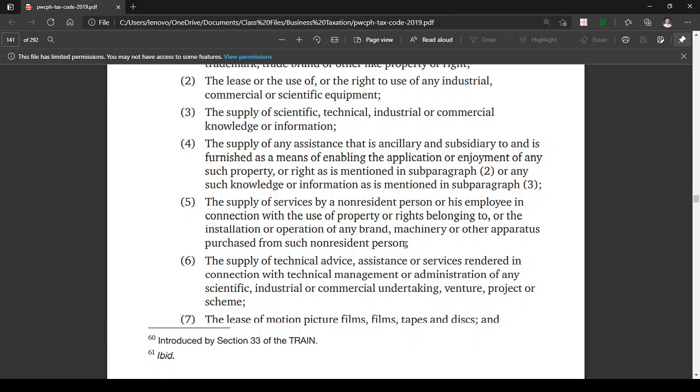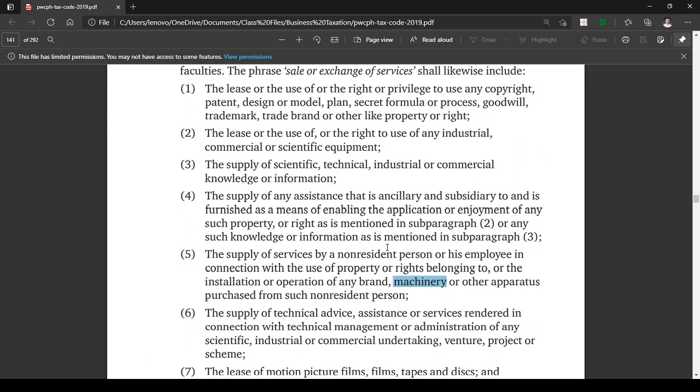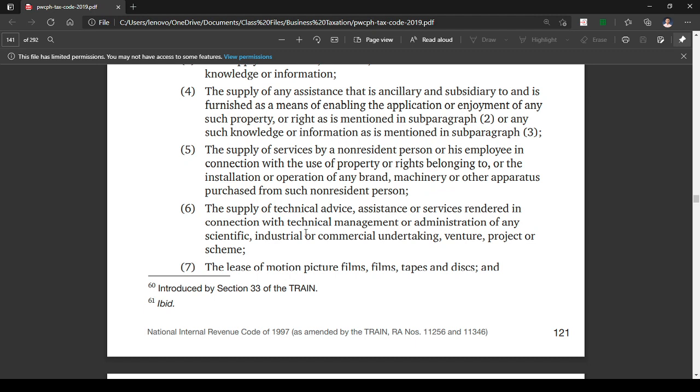So for example, nagbenta ng isang foreigner ng isang equipment dito sa bansa. Tapos yung any additional fees na include para sa installation, okay? Para installation or the operation of the brand or machinery shall be under dito sa sale or exchange of services. Supply of technical advice, assistance, or services rendered in connection with technical management or administration of any scientific, industrial, or commercial undertaking, venture, project, or scheme.